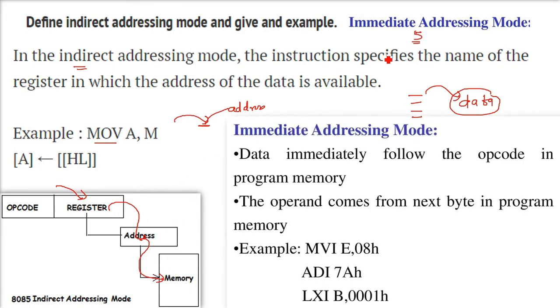In immediate addressing mode, data will immediately follow the opcode, the operation code, in program memory. So this is your instruction. This is your opcode. There are 2 parts actually of any instruction. So the operand comes from the next byte in program memory. Let me tell you again, this is immediate addressing mode. The name itself tells you the data will immediately follow the operation code in the program memory. In all these instructions, you see that these are based on immediate addressing mode.